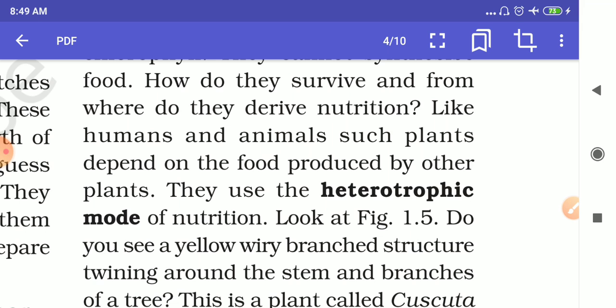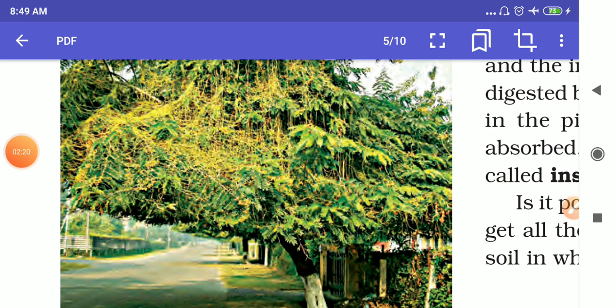Heterotrophic plants can be categorized into four types. The first one is parasitic plants. In this mode of nutrition, plants depend on other plants for their nutrition. They absorb their food from these green plants. In this type of nutrition, only the parasitic plant is benefited.